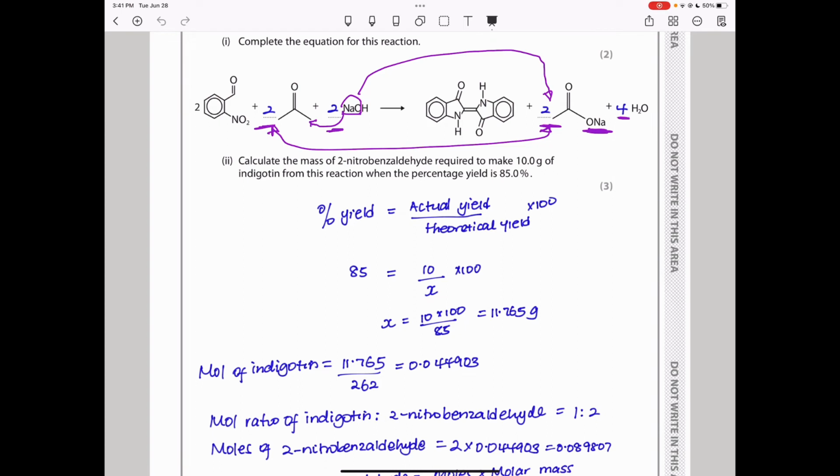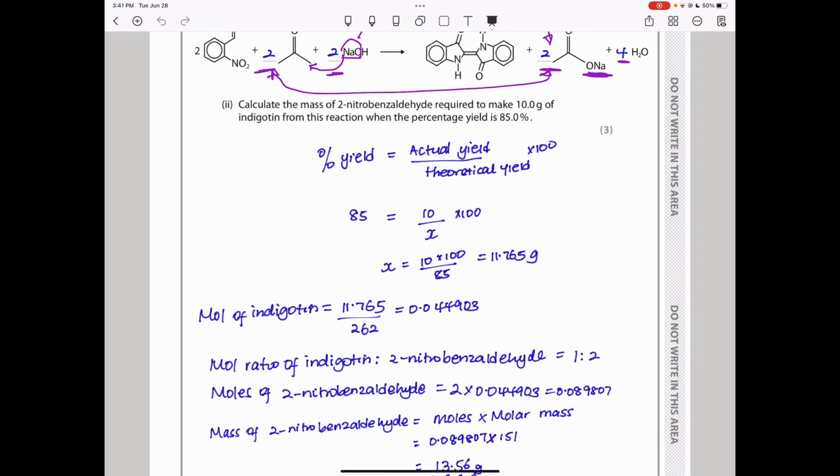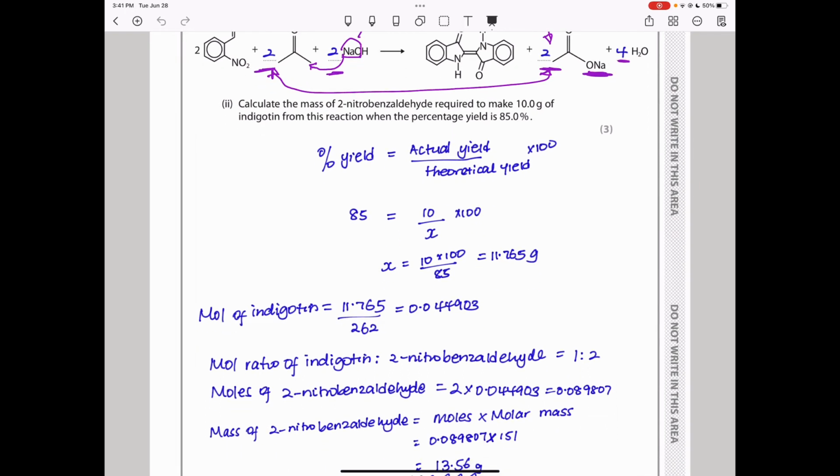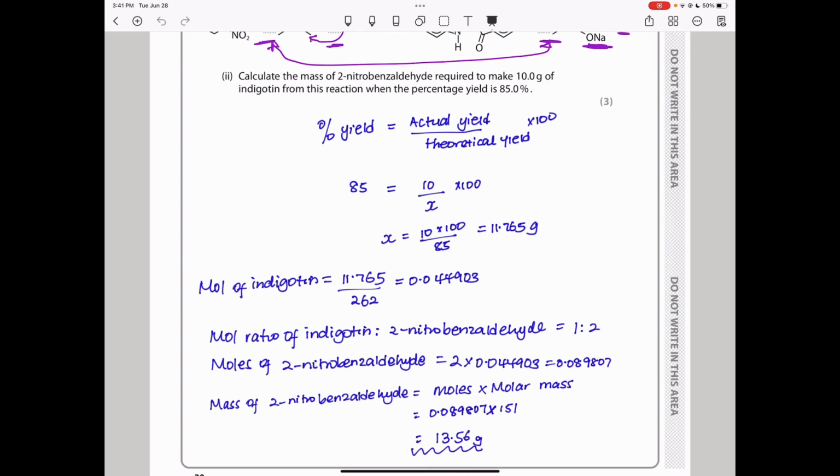So I will begin with that, dividing through by the molar mass to find the number of moles of indigotin. So this is the theoretical number of moles of indigotin. This is going to be moles. And then when we look at the mole ratio, it's 1 to 2. As you can see, indigotin to 2-nitrobenzaldehyde is 1 to 2. So the moles of 2-nitrobenzaldehyde is twice the moles of indigotin, which gives us 0.089807 moles.